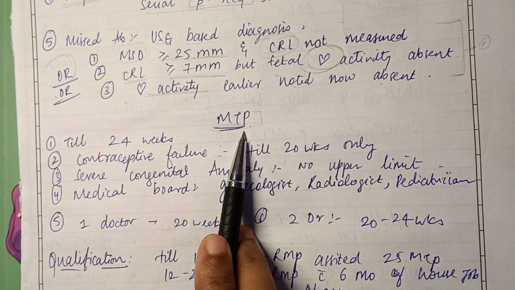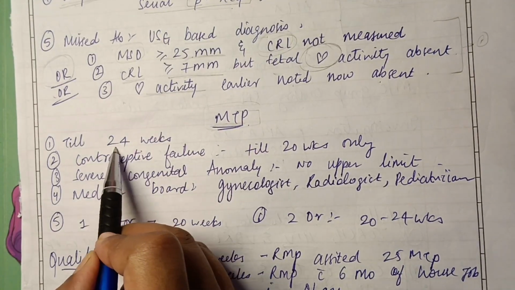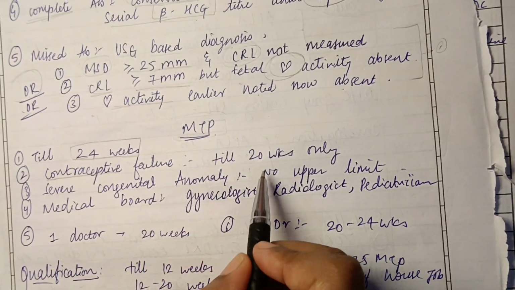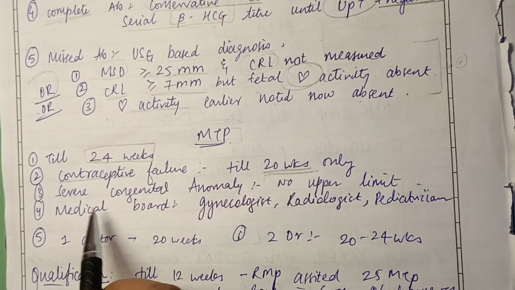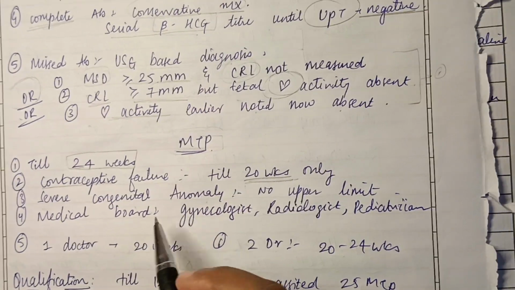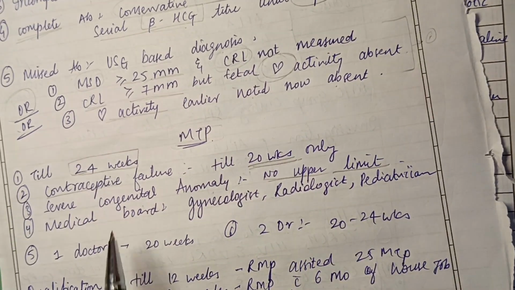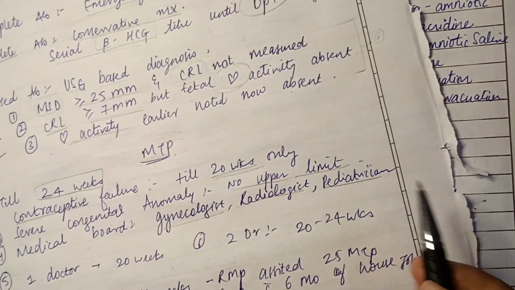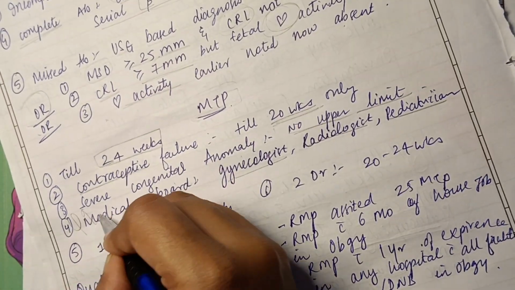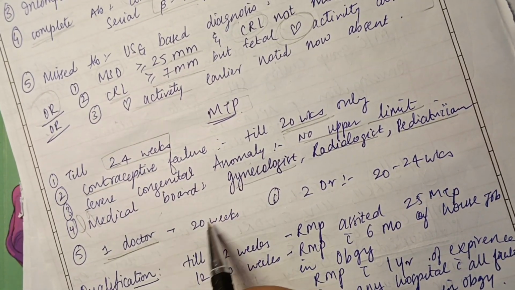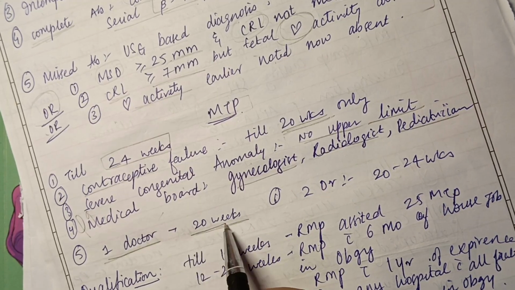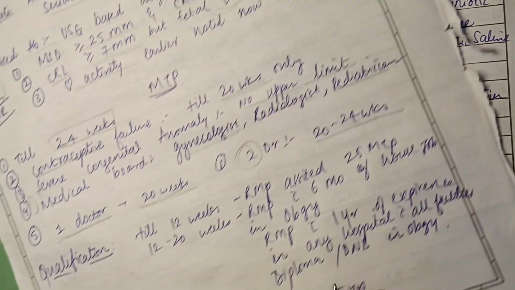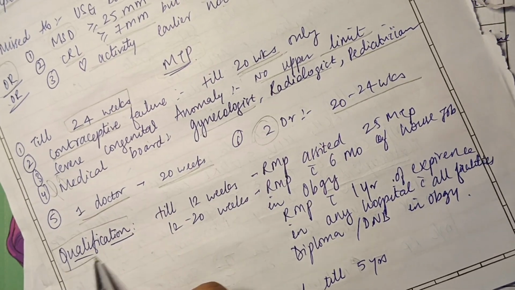MTP, medical termination of pregnancy. It can be done till 24 weeks. If the patient comes with contraception failure, you can do it till 20 weeks. In severe congenital anomalies, there is no upper limit. Medical boards include three parts: gynecologist, radiologist, and pediatrician. One doctor is needed when the abortion is till 20 weeks, and two doctors when the abortion is of 20 to 24 weeks.